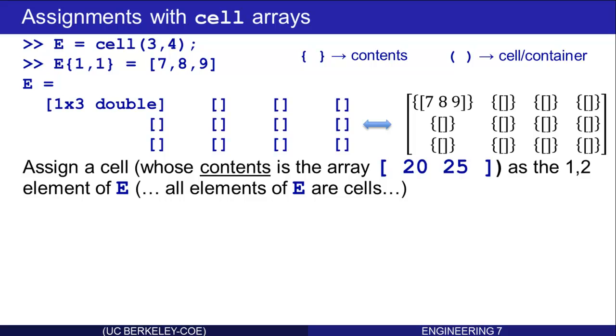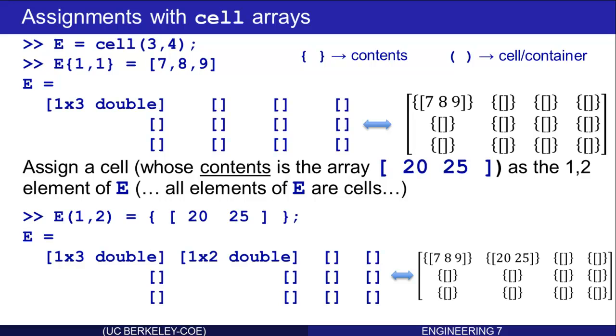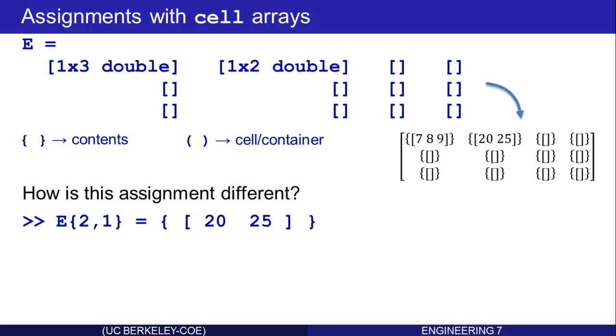Let's assign a cell whose contents is the array 2025 as the 1,2 element of E. Here's the command to do that. The 1,2 element of E is assigned a cell whose contents is the array 2025. This achieves the goal, and the array 2025 is now the contents of the 1,2 element of E. How is this assignment different?